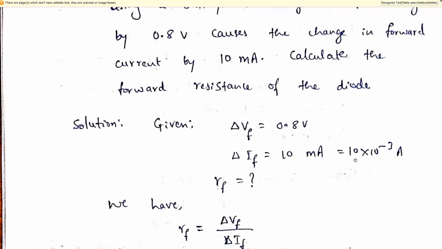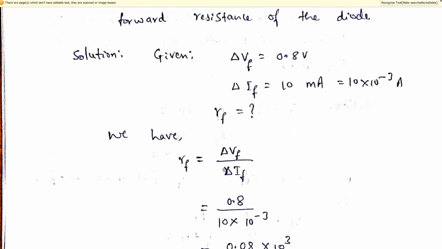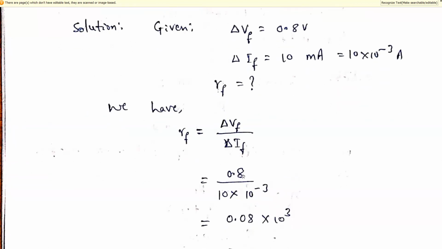If you express milliampere in ampere, that will be 10 into 10 to the power minus 3 ampere. So we have to calculate what is the forward resistance of the diode. We have RF is equal to delta VF divided by delta IF. That is voltage divided by current, in accordance with Ohm's law. Change in input voltage divided by change in the forward current. So substitute the given quantities.